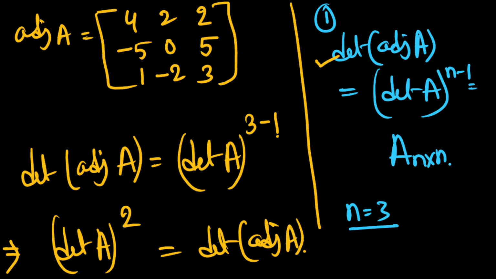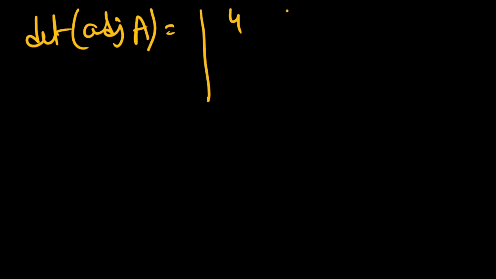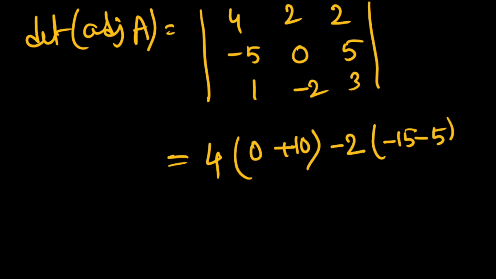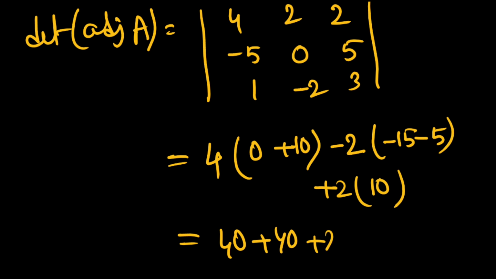Next we find the value of the determinant of the adjoint of A. We just find the determinant of this matrix 4 2 2, minus 5 0 5, 1 minus 2 3. If we expand this determinant along the first row, that is 4 multiplied by (0 plus 10), minus 2 times (minus 15 minus 5), plus 2 times 10. If we calculate it, we get 40 plus 40 plus 20, which is equal to 100. So we got the determinant of the adjoint matrix.